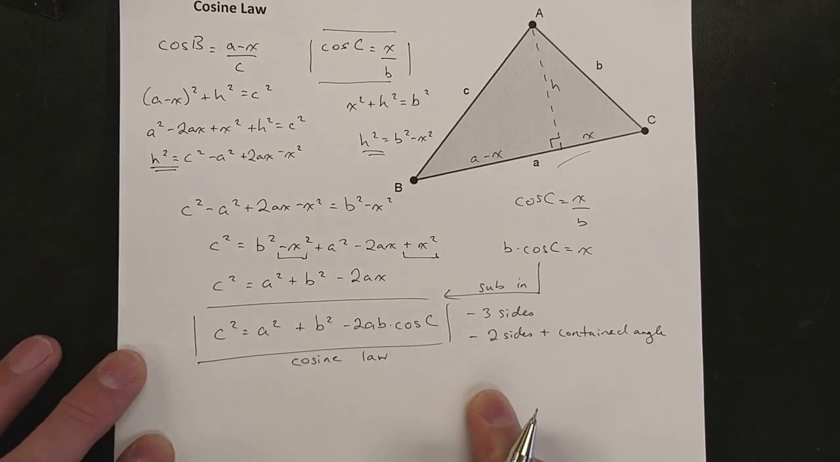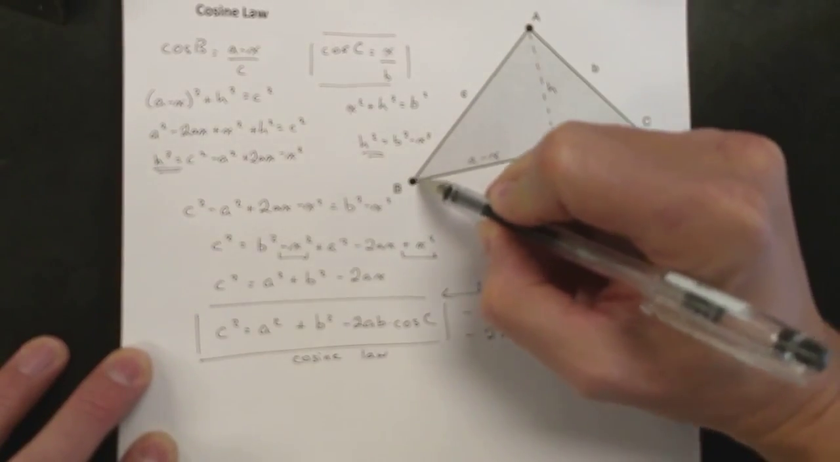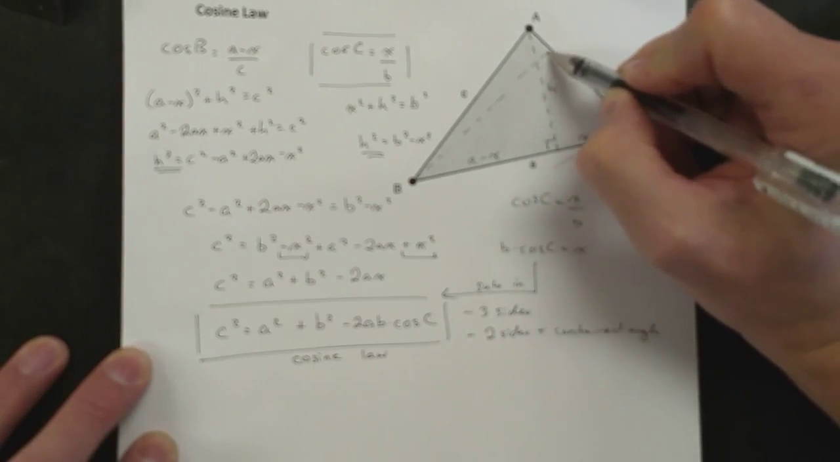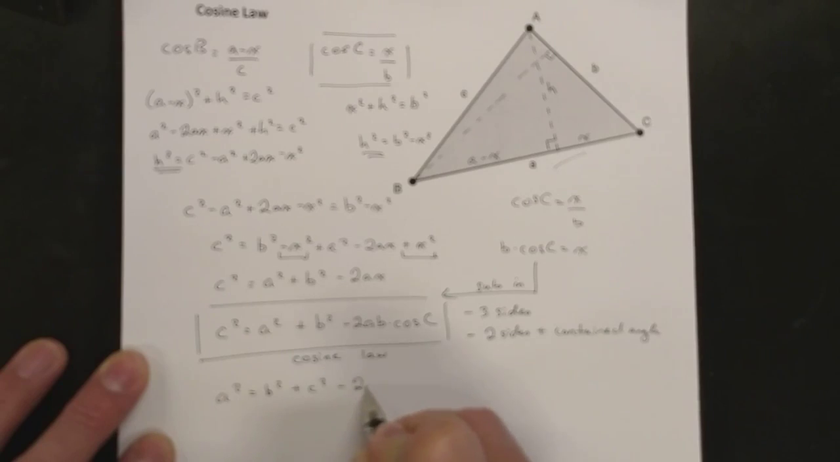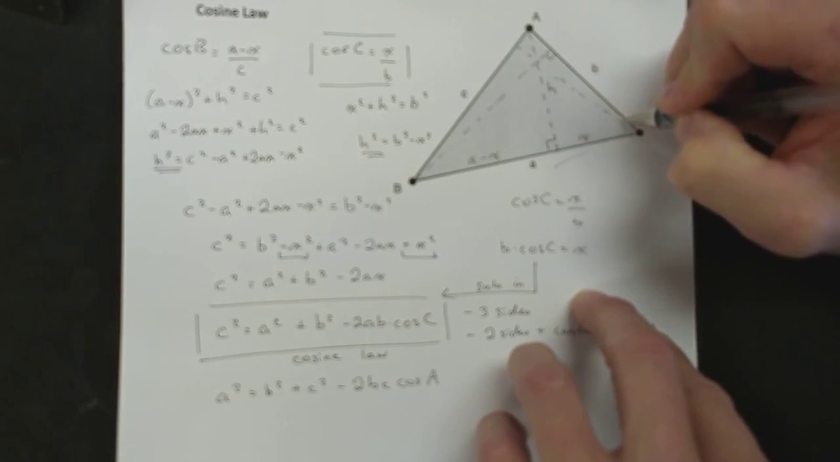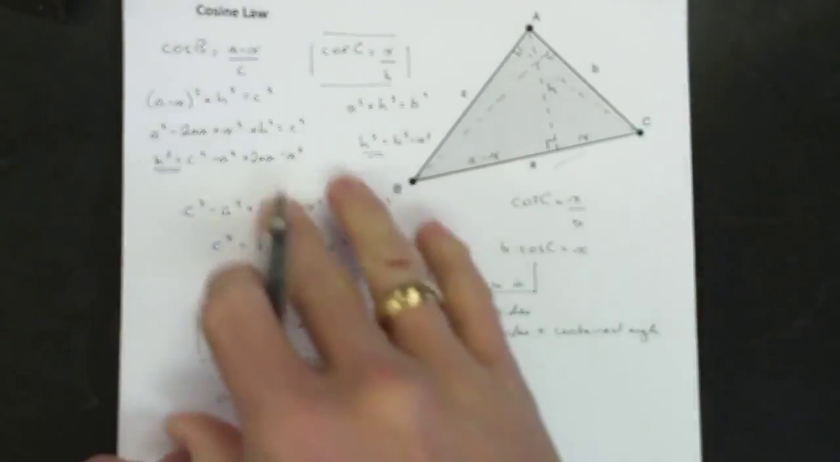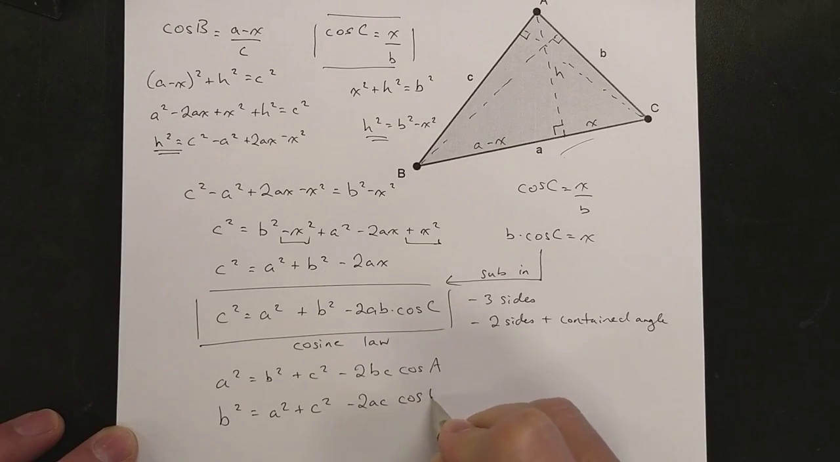So this uses C, A, and B, and if I repeated this whole process and added a height somewhere over here, I would probably get some kind of relationship that said a squared equals b squared plus c squared minus 2bc cos a. And if I were to add a height somewhere along these lines, same deal, and work through this whole process again, I know I would see that b squared equals a squared plus c squared minus 2ac cos of angle b.